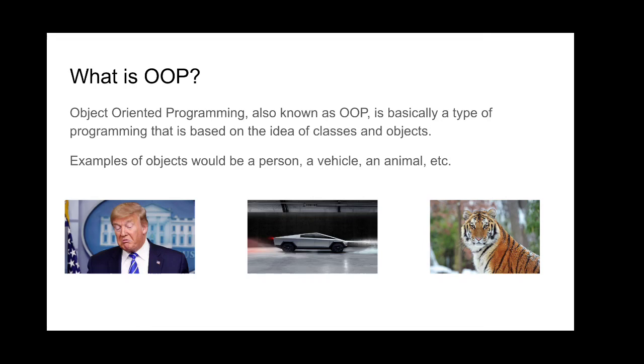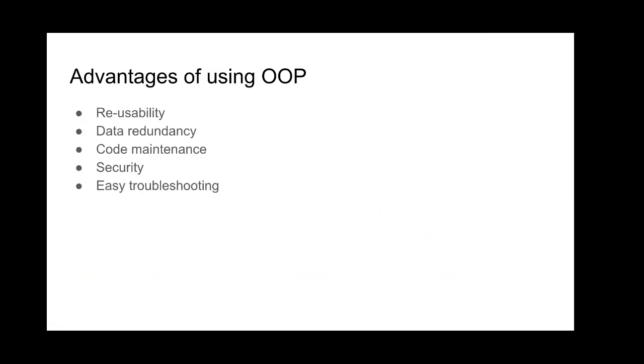So what is OOP? OOP, Object-Oriented Programming, is basically a programming style that utilizes things called classes and objects. So the advantages of using object-oriented programming would be reusability. Classes can be used over and over again to create new objects. Data redundancy. You wouldn't have to repeat the same piece of code at each and every point. Instead, you could use the class, which reduces the space it takes.